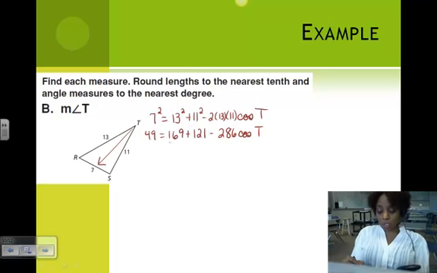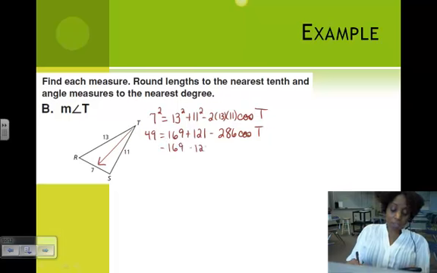Now we have to solve for T. Do not do the 169 plus 121 minus 286. The 286 is not by itself. It's with the cosine T. So we do have to subtract 169 from both sides. And we do have to subtract 121 from both sides. But leave the other alone.